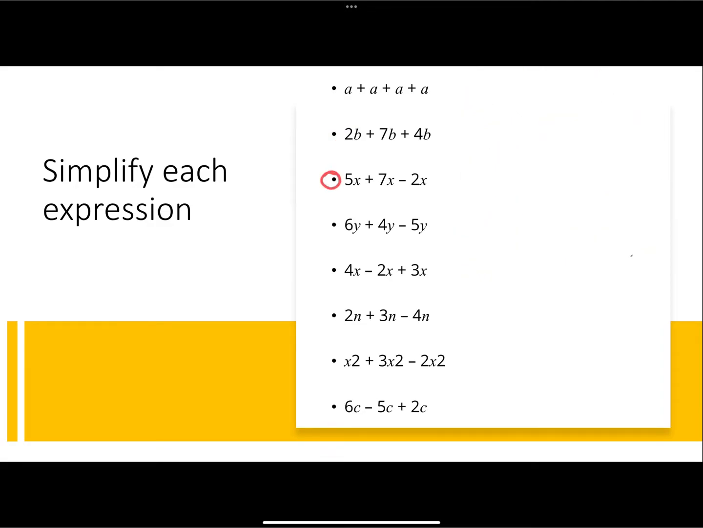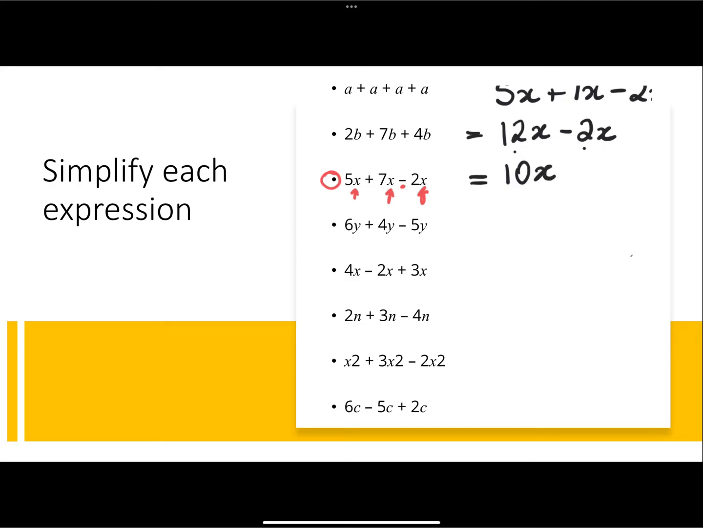Our next question, again, has all of the same variable, but it does have this tricky negative. So let's write it out this time and have a look. I have 5x's plus 7x's, take away 2x's. Because they are all x's, I can just add my 5 plus 7, take away 2. 5 plus 7 is 12. So I have 12x's, take away 2x's. And 12x, take away 2x, or 12 take away 2, is going to be 10x.